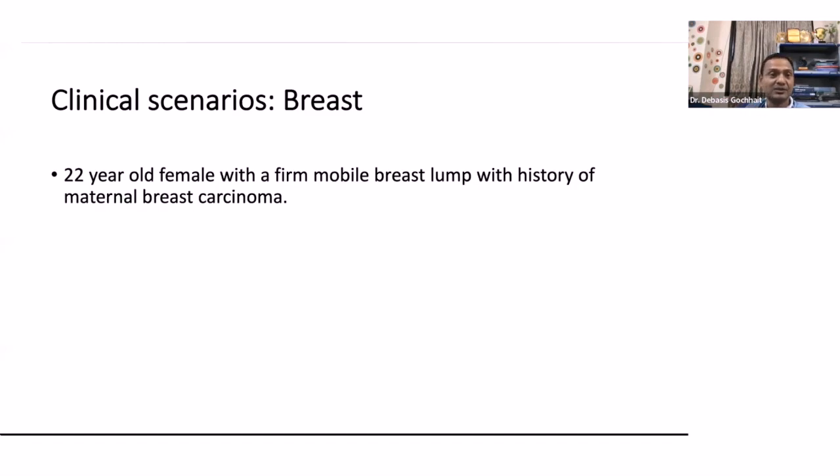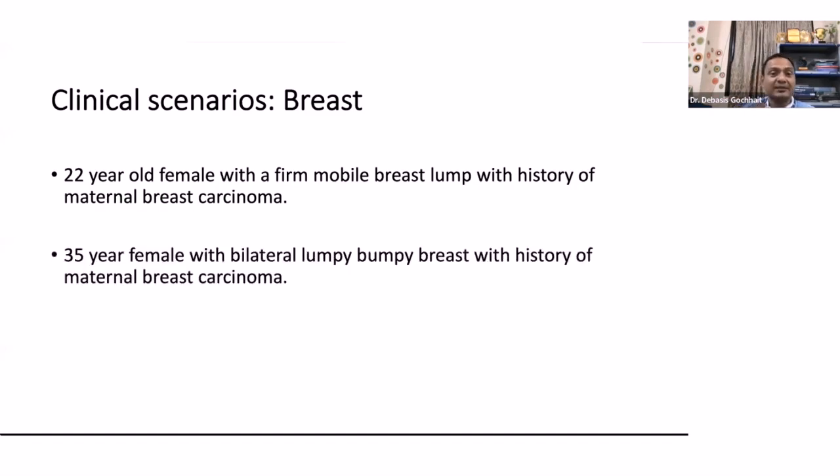malignant breast lesion. Now here comes a 35-year-old female with bilateral lumpy, bumpy breast with history of maternal breast carcinoma. See, I have formulated this just to create a little bit of confusion, so that you are thinking, okay, family history of breast carcinoma is there. But she is middle-aged, 35. Can a 35-year-old have breast carcinoma? Yes, of course. Nowadays, breast carcinomas are diagnosed at a much earlier age, so she can have. But she is having bilateral. To have a bilateral carcinoma is less likely. I'm not saying no, but less likely.